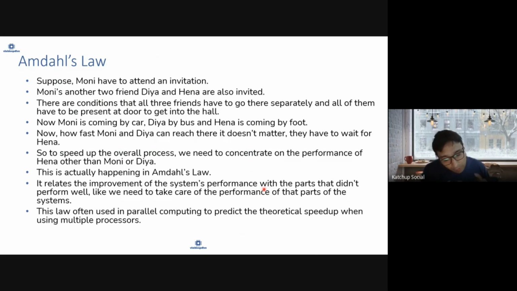This law is often used in parallel computing to predict the theoretical speedup when multiple processors are used. So basically, it helps us understand the maximum theoretical performance gain we can get by improving a particular part of the system. So in this case, how much faster Hina can go, but no matter how fast she goes, what is the limit of overall system performance that Hina moving faster can change.